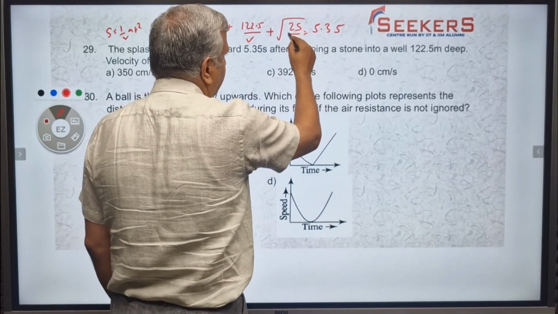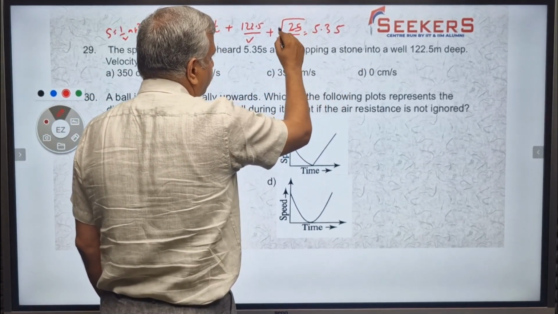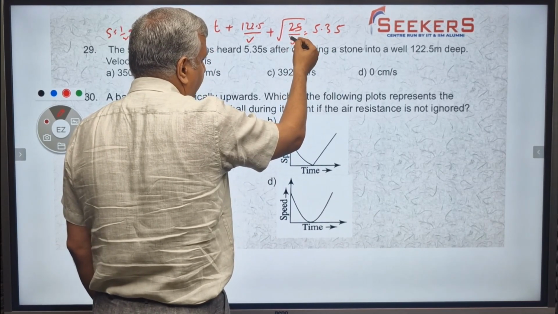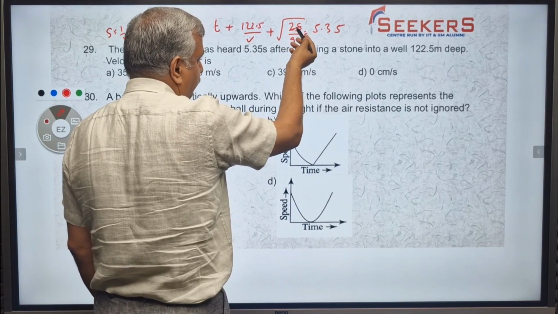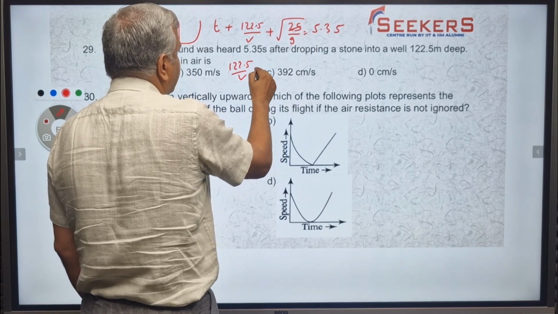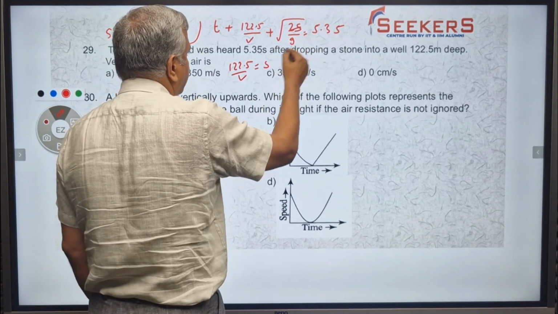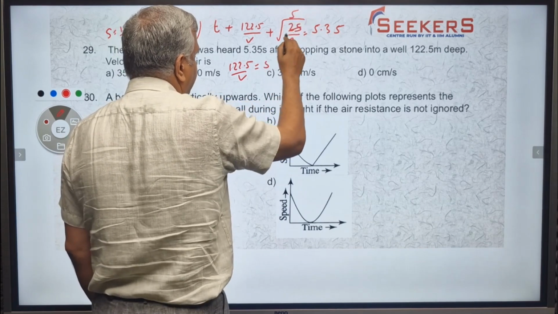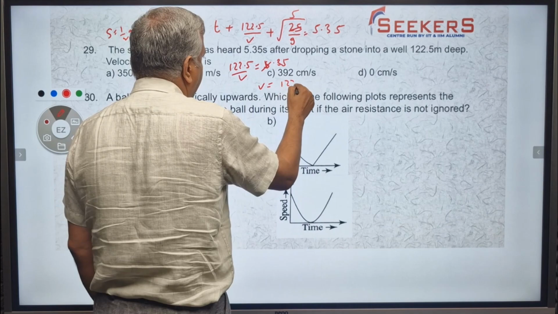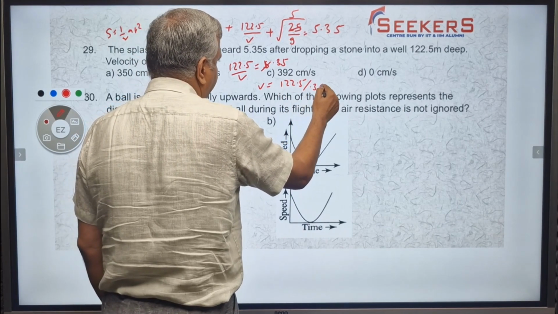So the s is given 122.5, so 2s will be 245. 245 by 10 will give me 24.5, whose square root I'll assume to be 5. So 122.5 by V is equal to 5.35 minus 5, which is approximately 0.35. I'll take it to the other side, so V is equal to 122.5 divided by 0.35.